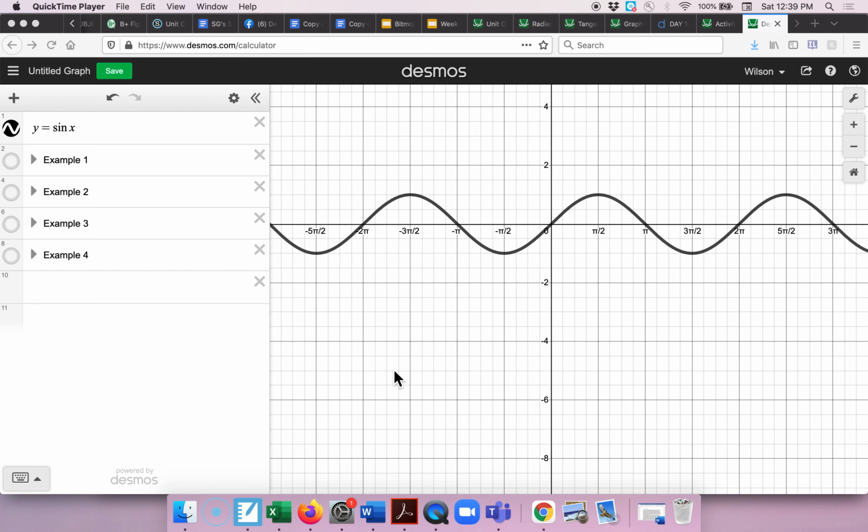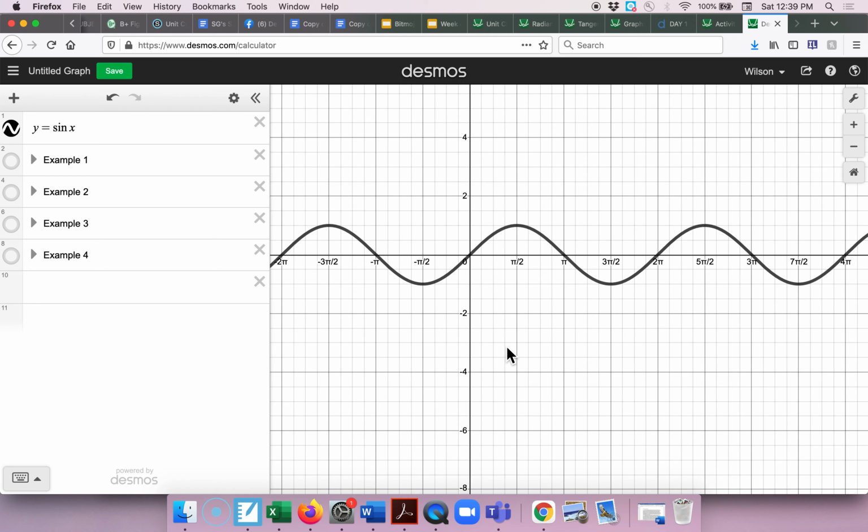All right, guys, we're going to look at 4 examples of how we can tell what the equation of a sine graph is. Right here, we have just y equals sine x. How do we know this is y equals sine x? Let's just look at some of the visual clues here.